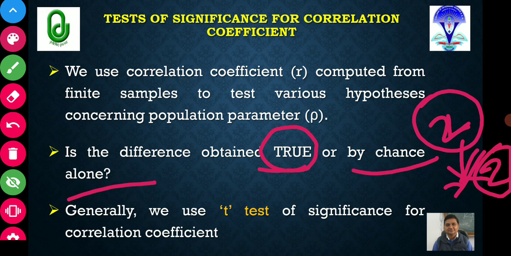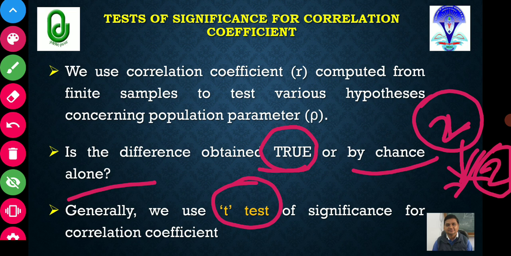Because you arrived at this conclusion only due to chance. By chance only you picked those 2 potatoes which were rotten. So here you have to rule out that thing also, whether the difference between the correlation coefficient of the sample and the correlation coefficient of the population is a true difference or it is by chance. So for that you have to utilize the t-test.